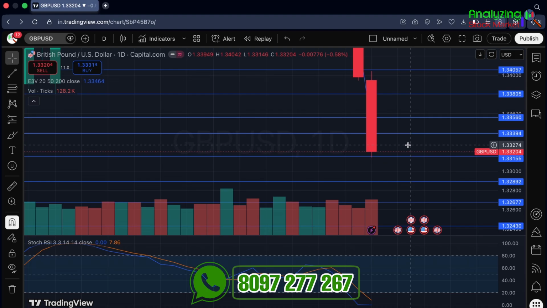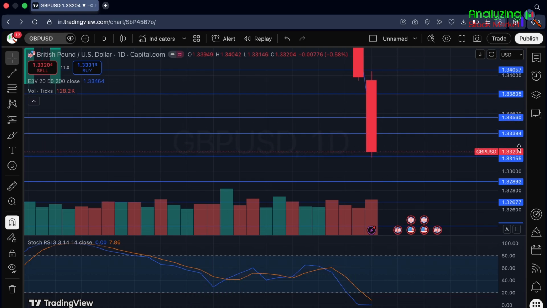So let's now talk about my opinion for this week in GBP USD. According to the previous week's momentum, I'm expecting a positive closing in this range, that is 1.33394 to 1.33560. Remember, these are weekly levels. If this level gets breached with a 4-hour or 1-day candle closing, I will go for a long till this level. But you can also wait for a better target. You can wait again for a 4-hour or 1-day candle closing above this level.